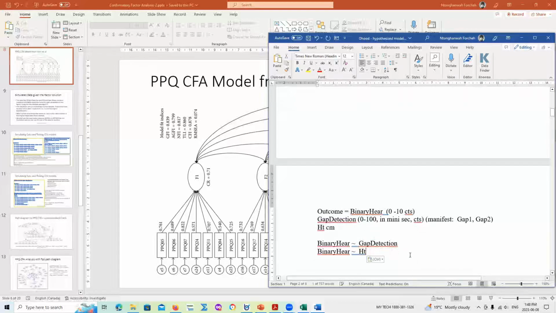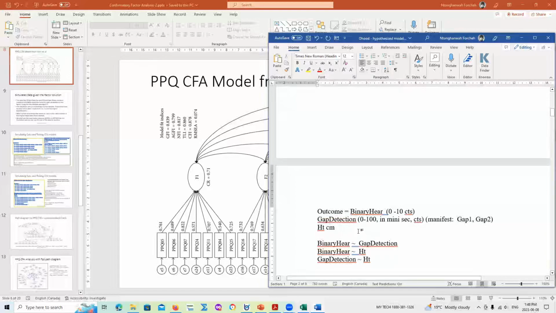Into the second one, but remember this is like a multiple regression. I'm saying there's a path going from binary here to detection, a path going from binary here to height, and also a path going from detection to height. Now, if I want to put it like this, then detection has to already be computed. But I may choose to say I'm using gap one and gap two and using factor analysis to estimate whether together they define this. And if they do, what are the weightings?